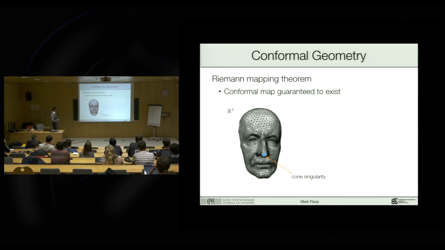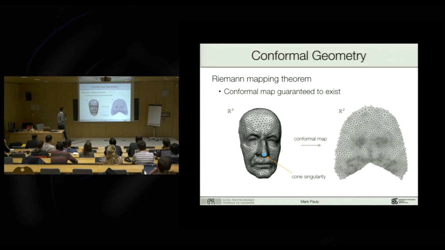Well, there's a trick, and I'm not going to go too much into the details, but it's basically to say you have to cut your surface open. You have to introduce so-called cone singularities, and then this one you have to cut open until this cone singularity lies on the boundary of the model.